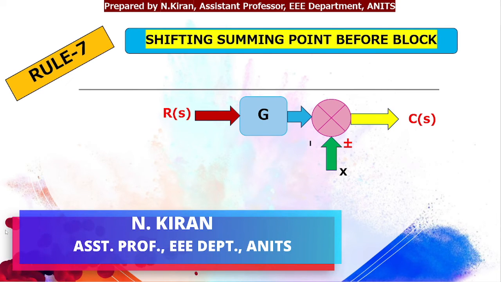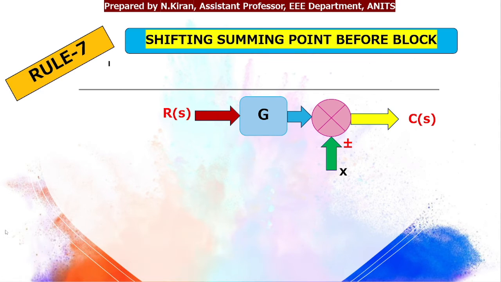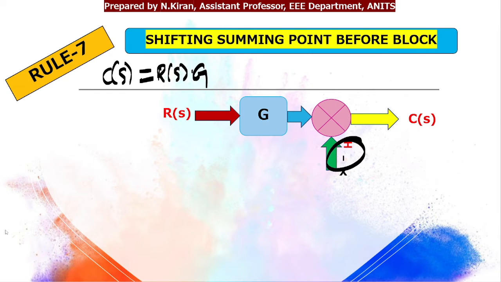Shifting summing point before the block. Before I shift, let me write the expression of C of S. It is R of S into G, and for that you are adding your X value, so it is plus or minus X. Okay, so that is the expression for C of S. Now I need to shift my summing point before the block G.